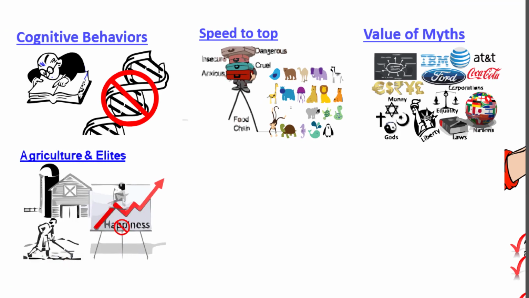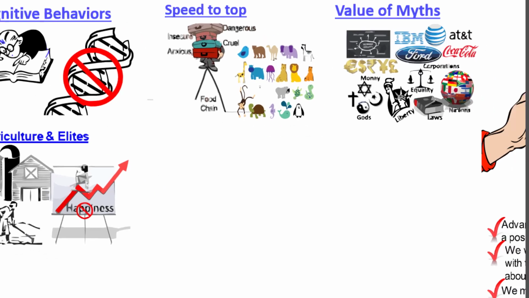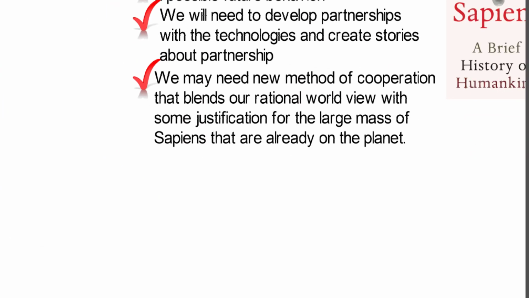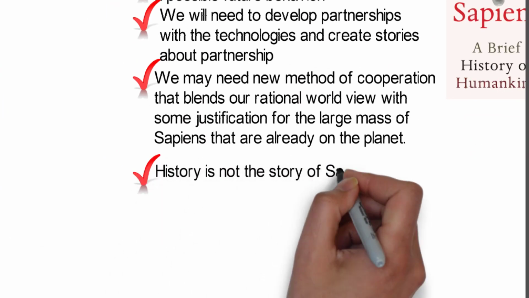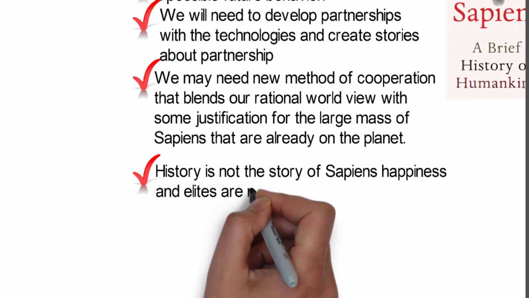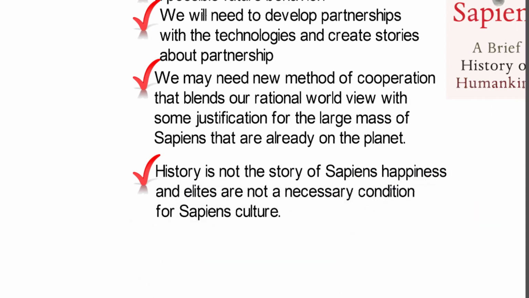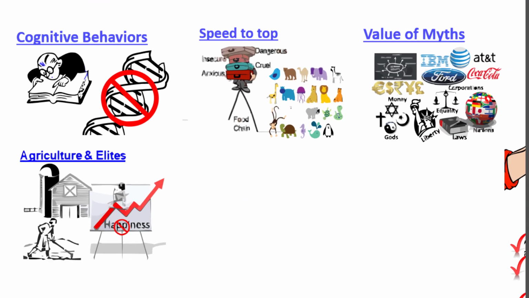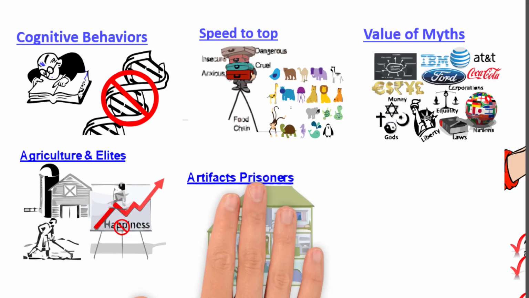Right? Then we look at the issue of agriculture and elites. The agricultural revolution some 10,000 years ago enabled the development of elites. Therefore, it is rather new in evolutionary terms. Elites are rather new, and are not a DNA species imperative. Also, the agricultural revolution was not really about sapiens' happiness, but rather the increase in population. And why this is important is that history is not the story of sapiens' happiness, and elites are not a necessary condition for sapiens' culture.